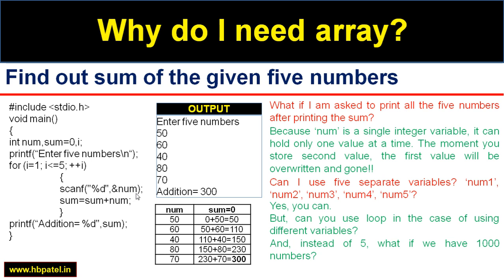scanf percentage d ampersand num1, scanf percentage d ampersand num2, scanf percentage d ampersand num3, num4, num5, and I'll have to write a statement like sum equal to sum plus num1 plus num2 plus num3 plus num4 plus num5. So this can solve my problem temporarily with these 5 numbers. But the issue is, what if we have 10, 50, 100 or even 1000 numbers? We cannot have 1000 variables and we cannot write 1000 scanf. So this is the issue, and the solution to this issue is array.